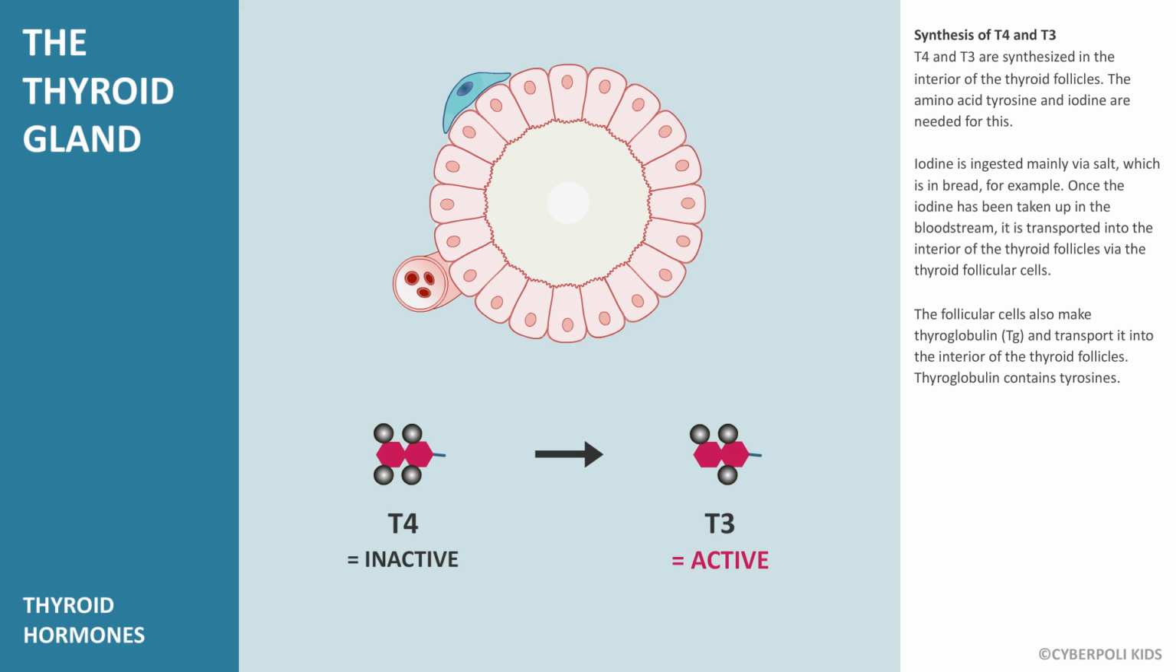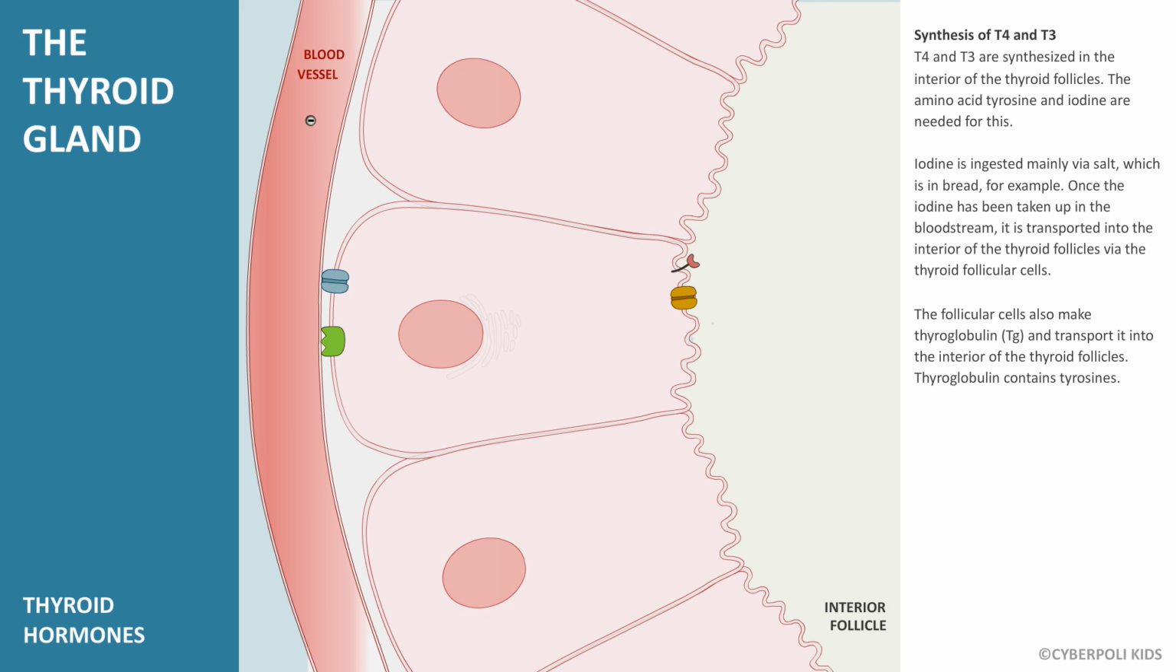T4 and T3 are synthesized in the interior of the thyroid follicles. The amino acid tyrosine and iodine are needed for this. Iodine is ingested mainly via salt, which is in bread, for example. Once the iodine has been taken up in the bloodstream, it is transported into the interior of the thyroid follicles via the thyroid follicular cells. The follicular cells also make thyroglobulin Tg and transport it into the interior of the thyroid follicles. Thyroglobulin contains tyrosines.